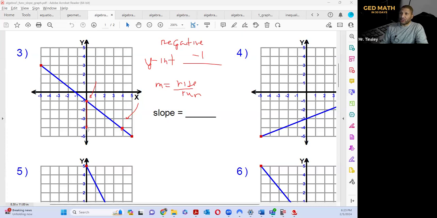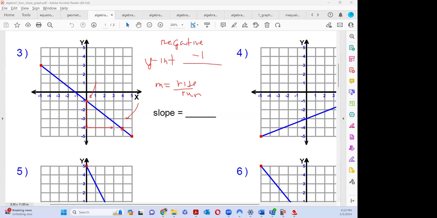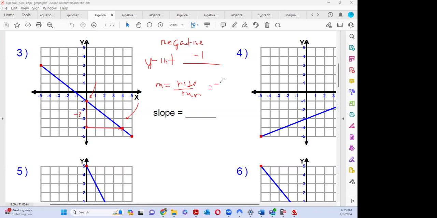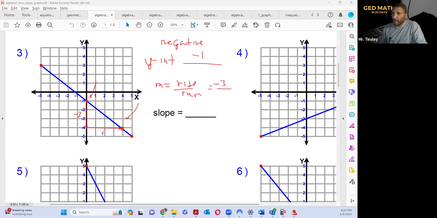Now let's go over. How many do we have to go over? 1, 2, 3, 4. It's 4. Negative 3 over 4. Because we went down, this is negative 3. My rise is negative 3. Because I went over to the right, my run is positive 4.